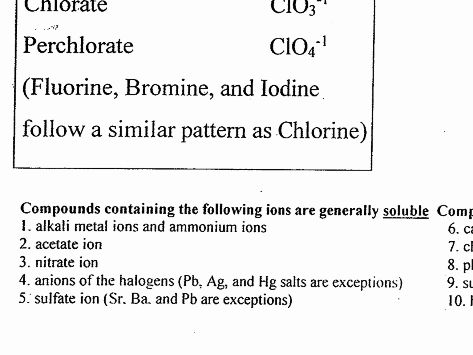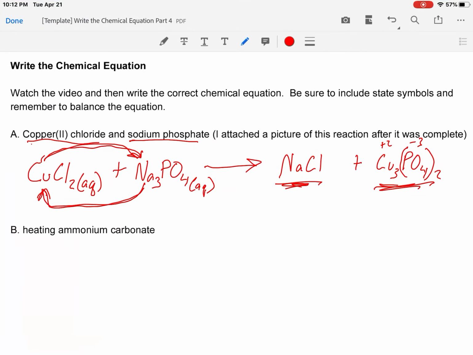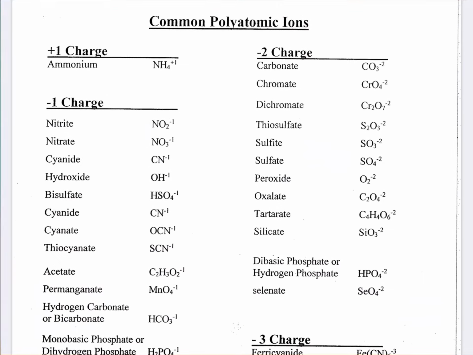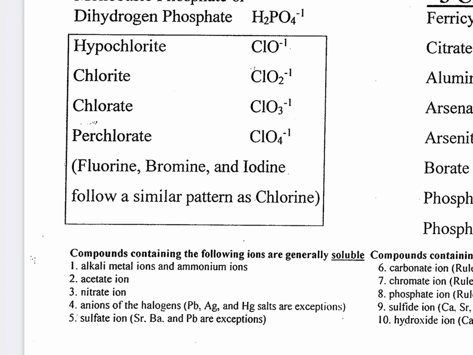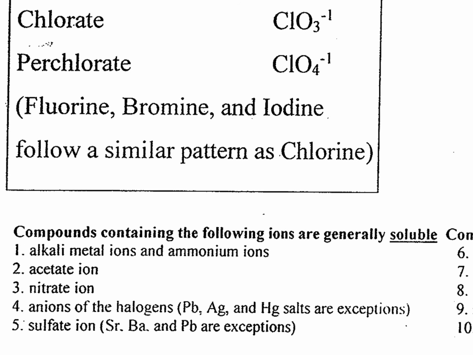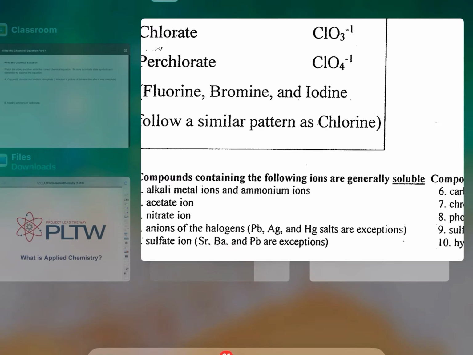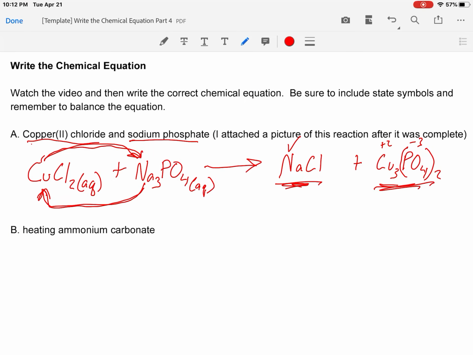Rule number 1 says alkali metal ions or ammonium ions. So in other words, if our substance contains an alkali metal, well, where are the alkali metals? They're in the first column. Sodium is an alkali metal. And again, according to our solubility rules, compounds that contain an alkali metal are usually soluble. So that probably means that guy is going to be soluble.